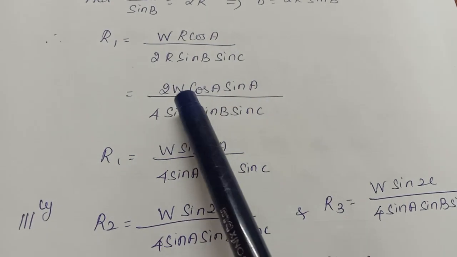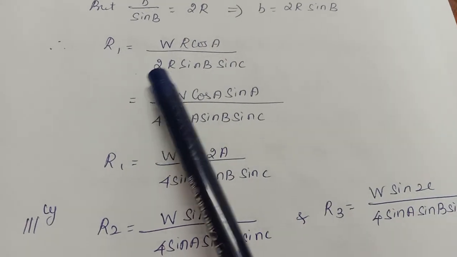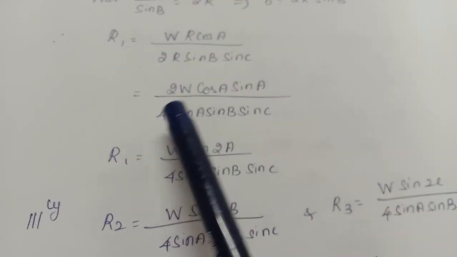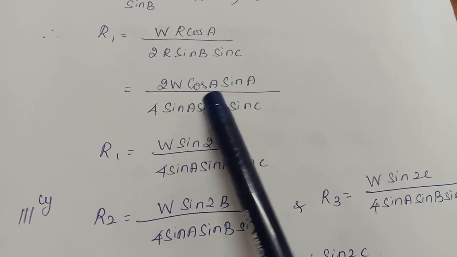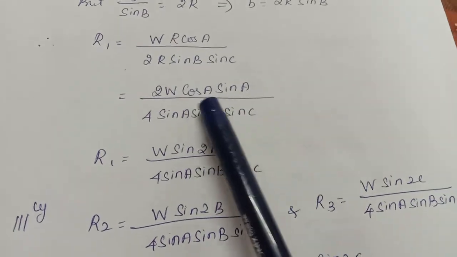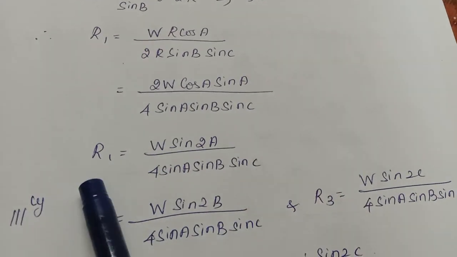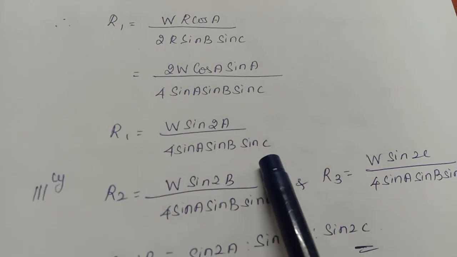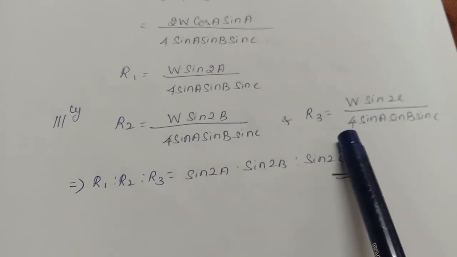So here I am having W cos A sin A. Also you multiply and divide by 2. Already one 2 is there, no? Just for bringing the result in a prescribed form, I am doing all these things. Okay, your result is finished here itself. So 2W R cos A, R gets cancelled. 2W cos A sin A by 4 sin A sin B sin C. This 2 cos A sin A is nothing but sin 2A, by 4 sin A sin B sin C. This is my R1. In the same way, you can write the values for R2 and R3.